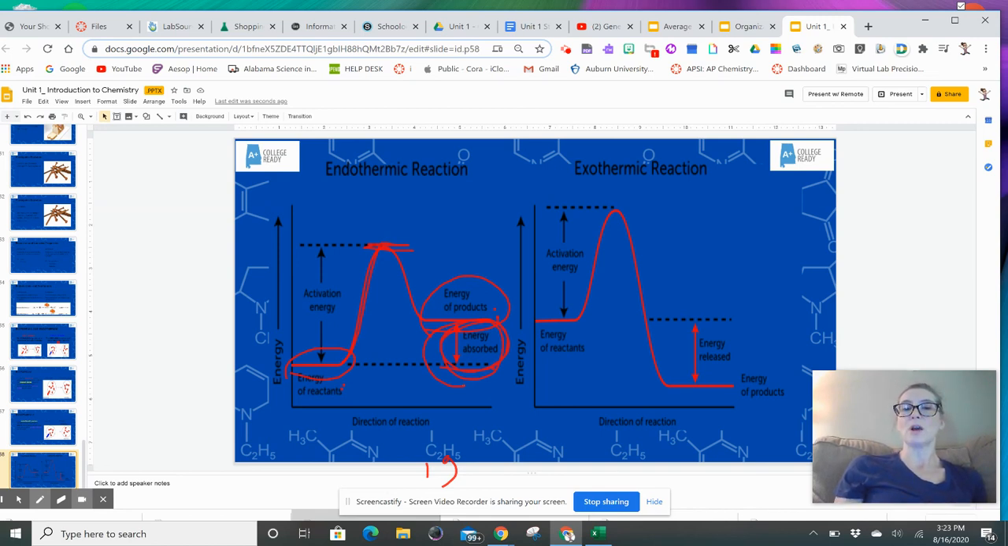For exothermic, here's the energy of our reactants, here's the energy of our products. Our products are at a lower energy. We still have to put in some energy to get the reaction to happen right here, but the products are at a much lower energy. So this is the amount of energy that gets released in the reaction. So exothermic reactions release energy. Endothermic reactions absorb energy.